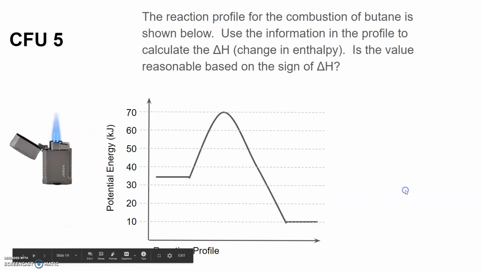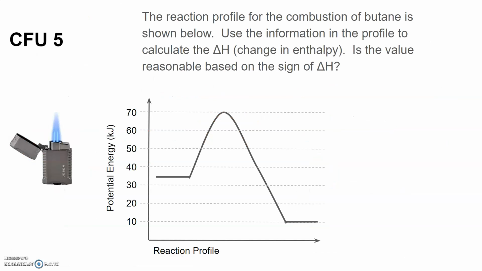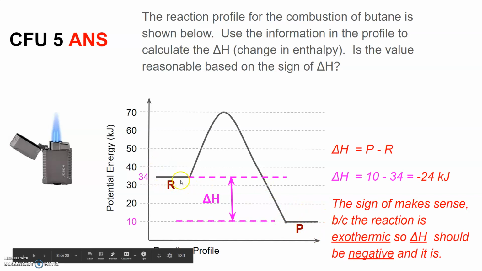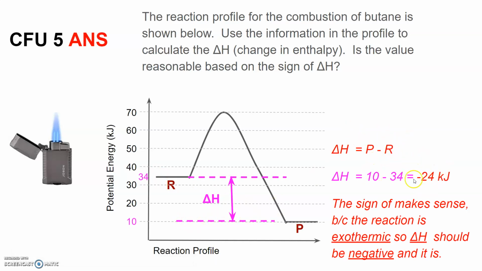All right. Last CFU, the reaction profile for the combustion of butane is shown. Use the information to calculate the delta H, the change in enthalpy. And then is the value reasonable based on the sign? Pause the video now. When you press play again, the answer will be revealed. All right, the answer is -24. So remember, to get the delta H, you need to get the difference in the reactant, which is the first flat line here, and the product, which is the last flat line. And so the reactants is estimated to be about 34. The product is about 10, and it's always products minus reactant. So it's going to be 10 minus 34 to give you -24.